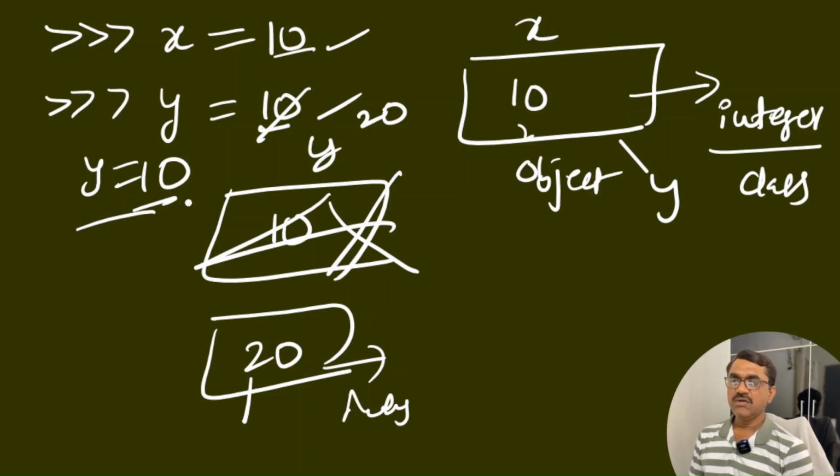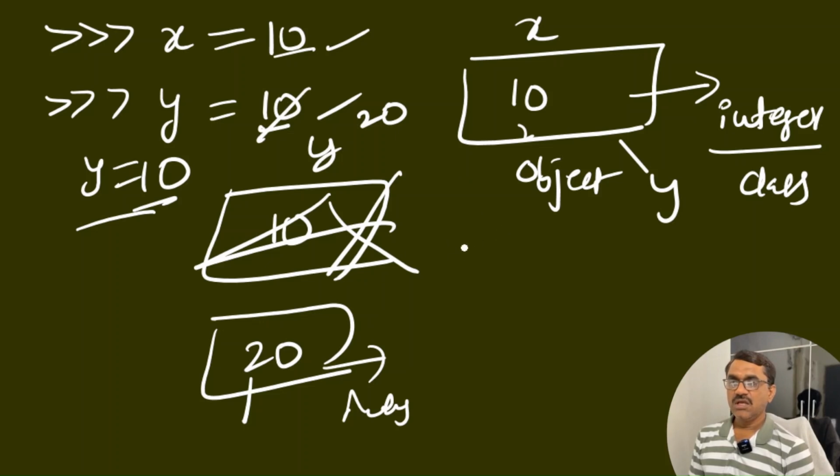In this case, when we say y equals 10, y is not going to have a separate ID. There is only one unique ID. That means whenever we say x equals 10 and y equals 10, only one memory location is used, but the labels are different, x and y.